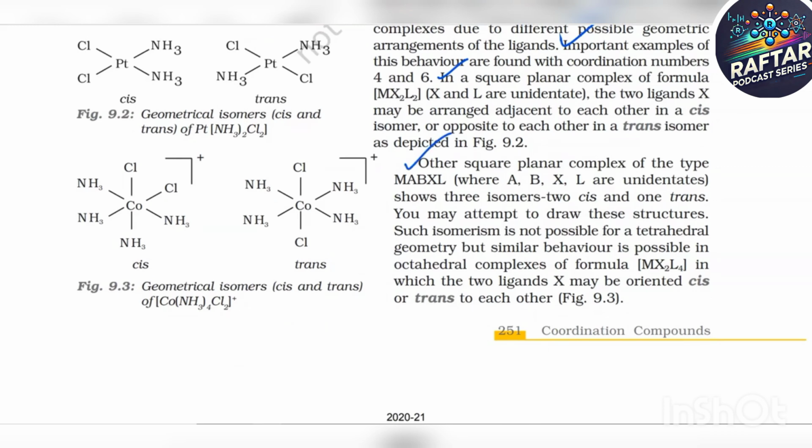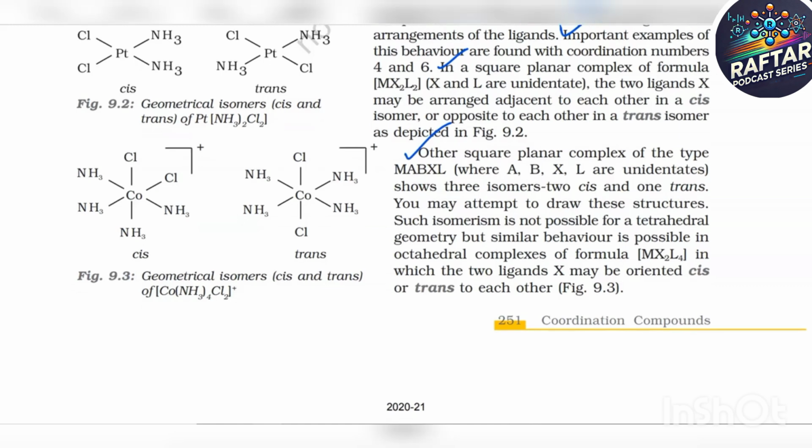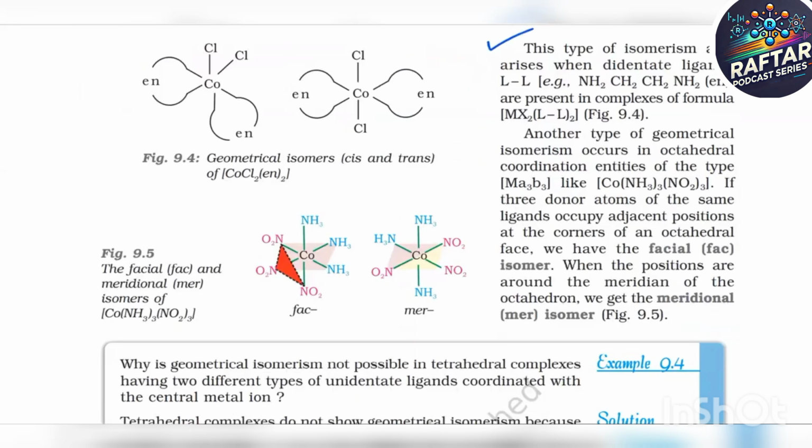This behavior is possible in octahedral complexes of formula MX2L4, in which the two ligands X may be oriented cis or trans to each other, figure 5.3. This type of isomerism also arises when didentate ligands L-L, such as NH2CH2CH2NH2, are present in complexes of formula MX2(L-L)2.